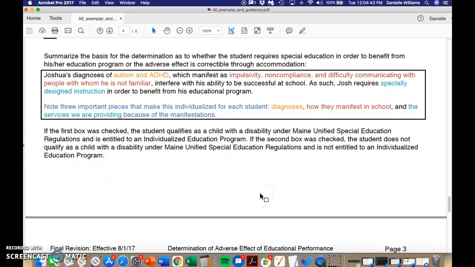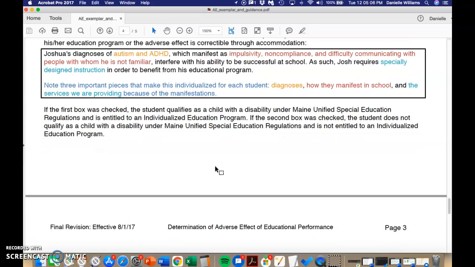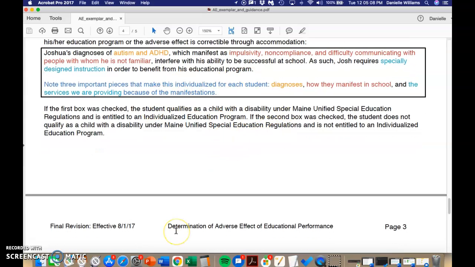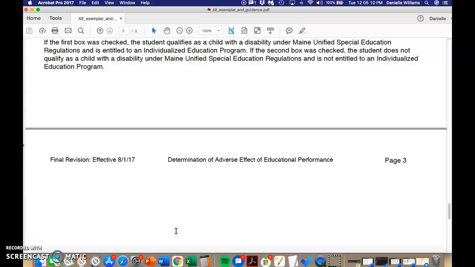The adverse effect form does not require signatures, so you don't have to worry about getting signatures. You do, however, need to worry about getting the finished copy into the hands of the office staff, so alerting them that the adverse effect form is ready, because it does need to be mailed home to the parent, as well as put into the student's cumulative file. But it does not require signatures. So once you've finished that summary box, you're good to start letting people know that it's done.